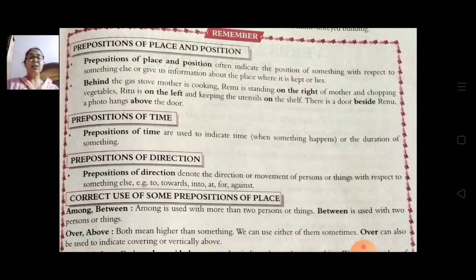Behind the gas stove, mother is cooking. Renu is standing on the right of the mother and chopping vegetables. Ritu is on the left and keeping the utensils on the shelf. There is a door beside Renu. A photo hangs above the door.